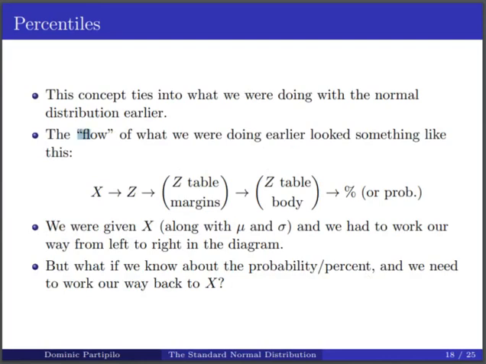This is kind of like the flow of what we were doing earlier. We had an X value, and then we standardized it, or converted it into Z, and then we looked up the value of Z in the table margins, and then we found the corresponding value in the body of the table, and what that gave us was a percentage or a probability. So we were working our way left to right on this diagram. But what if we had to go the other way around? What if we were given a probability or a percentile and we needed to work our way back to X?